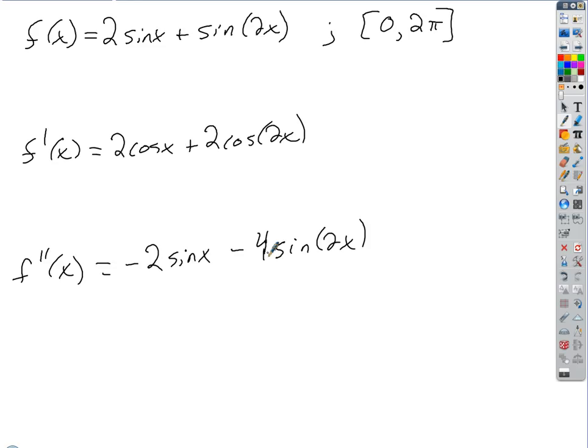Okay, so now we know that these are all defined everywhere, but we've got to find the zeros. So let's go back up to the first derivative, and we want to set it equal to 0. So 2 cosine x plus 2 cosine 2x. Actually, we don't need to do the second derivative one.